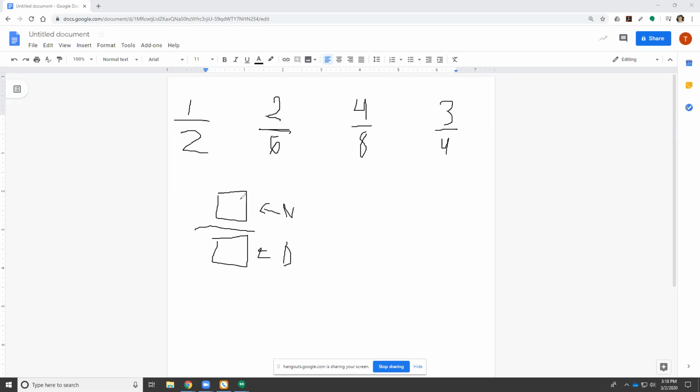Denominator, good. That's a really big, tricky word. And the top? Numerator, very good. I know, they're tricky.